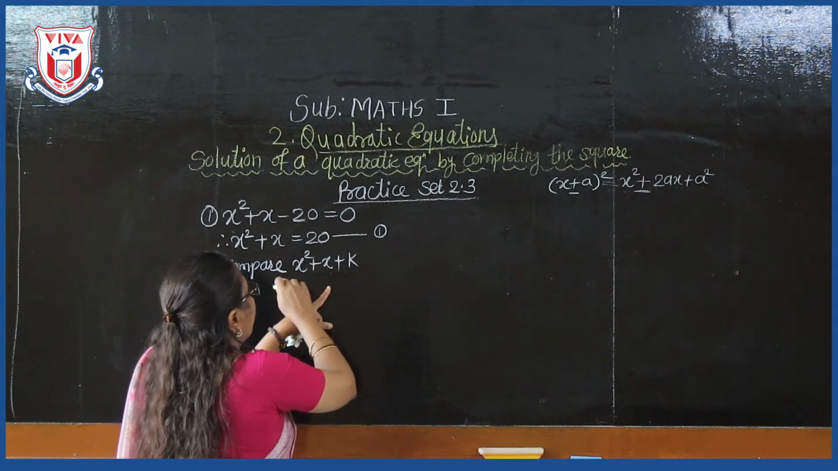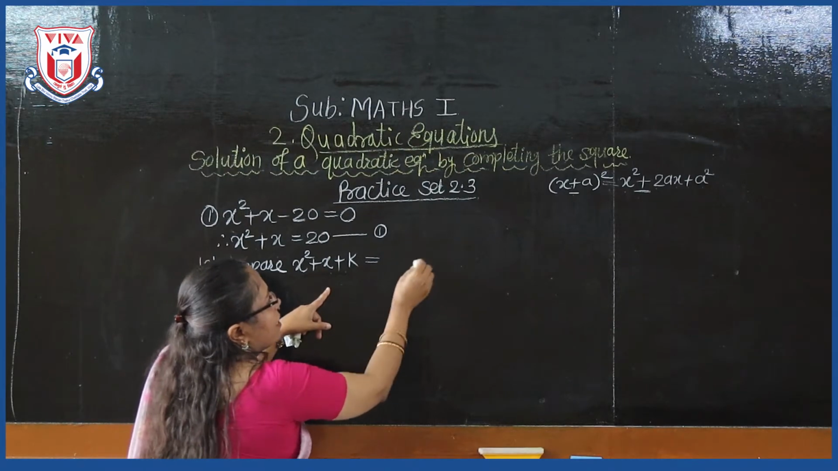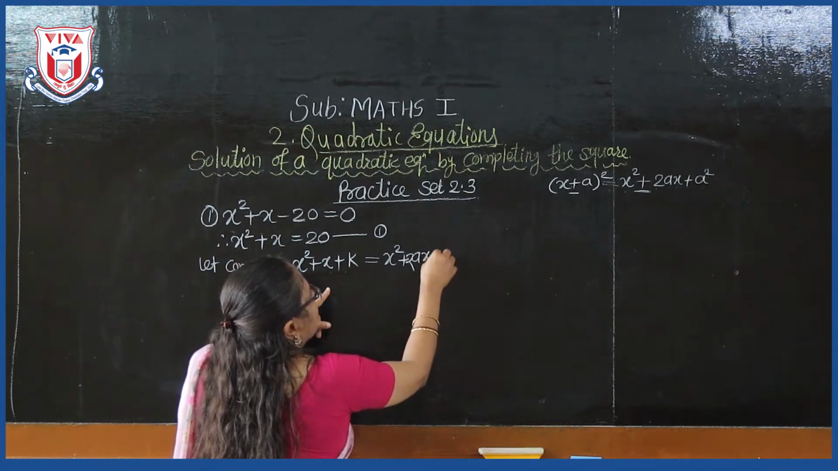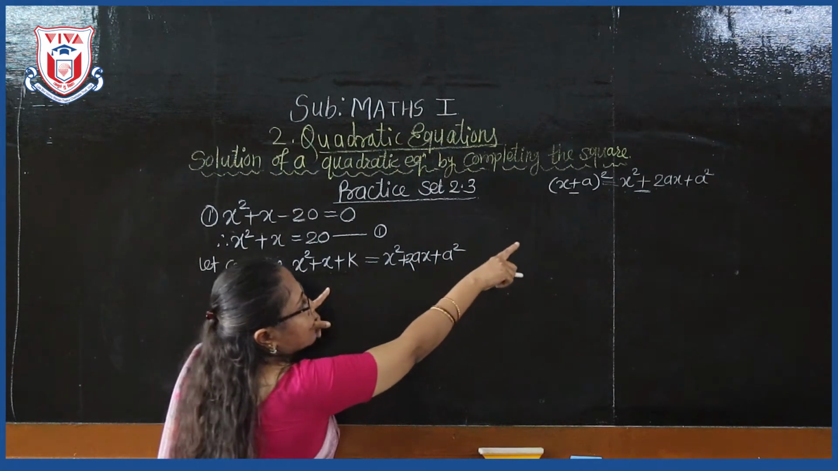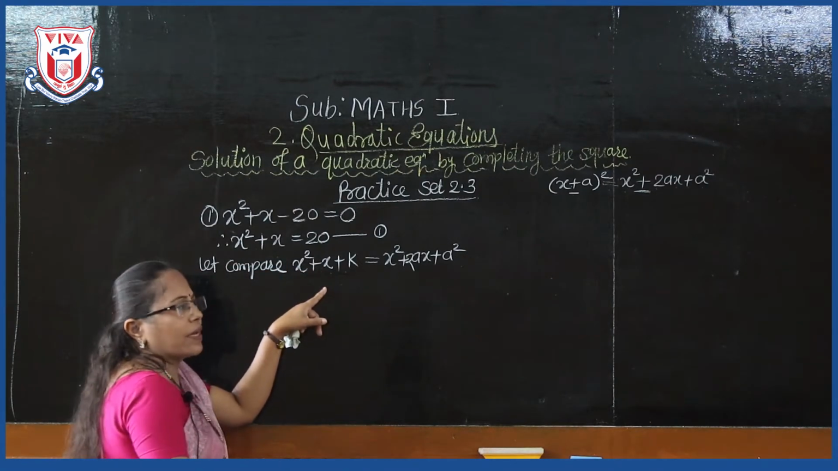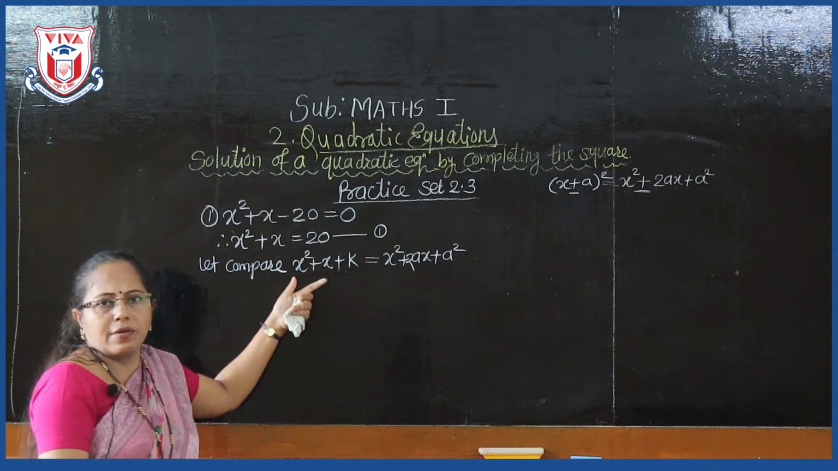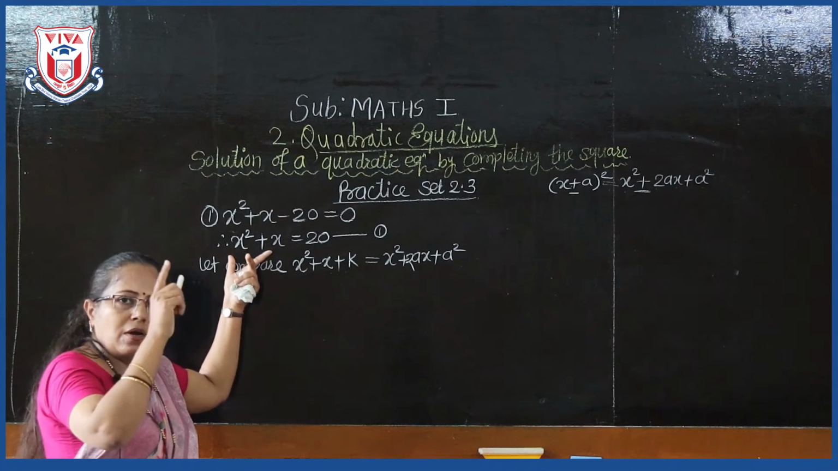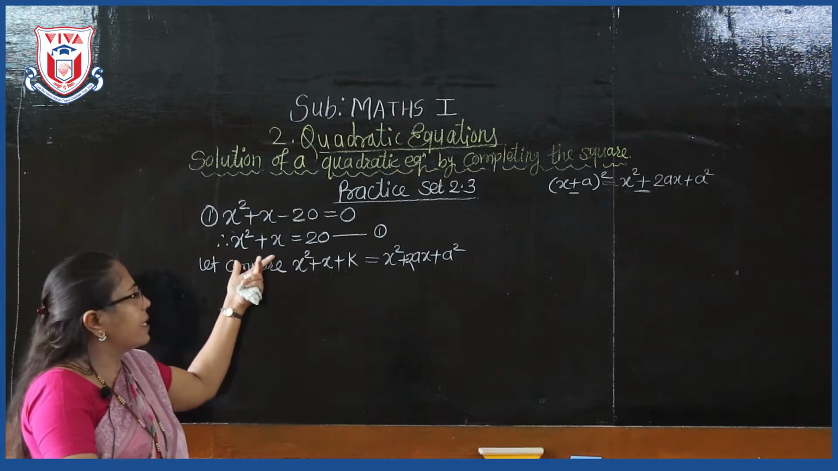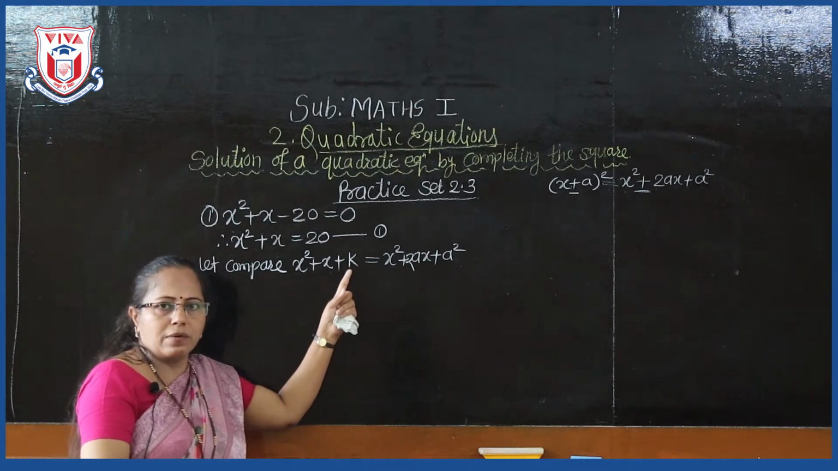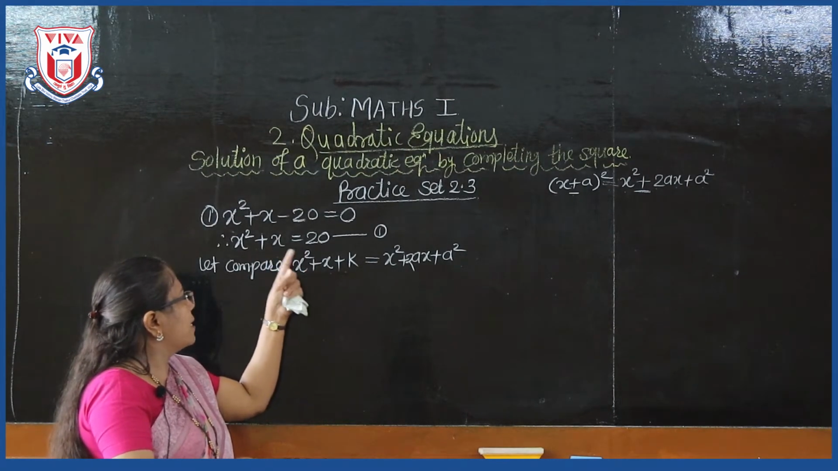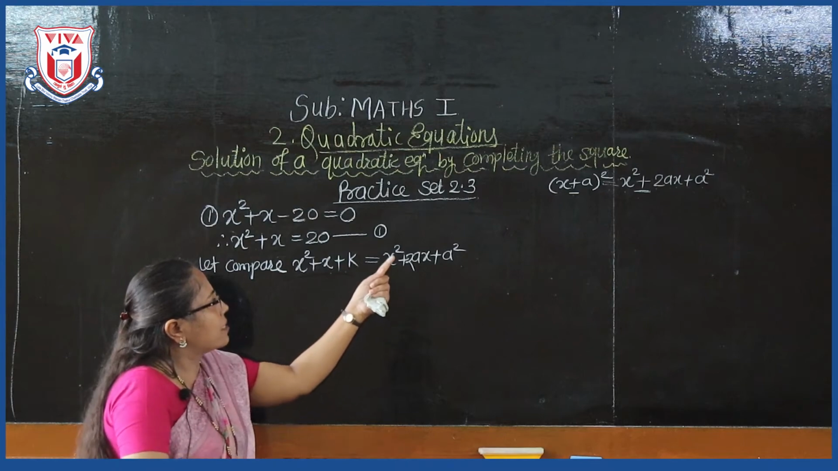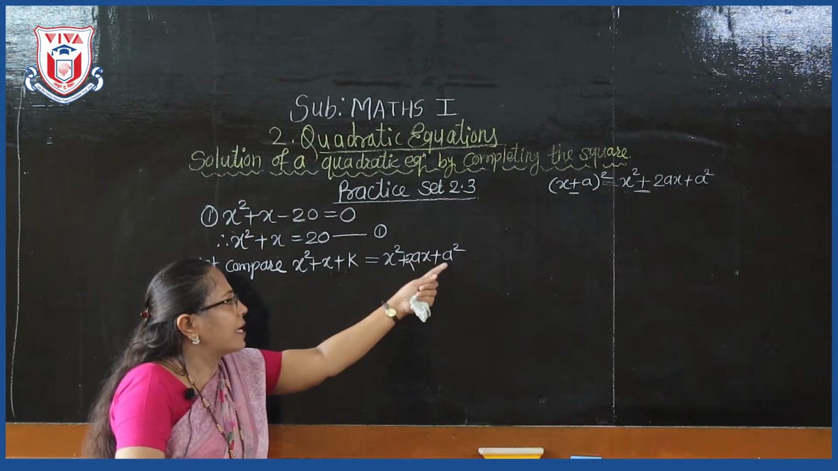We will compare this side with the expansion x square plus 2ax plus a square. So this step is very important, students. This left hand side of the equation we have to convert into a complete square, and to do that we have to add one more term. To x square plus x, we will add k, and this expansion we will compare with x square plus 2ax plus a square.